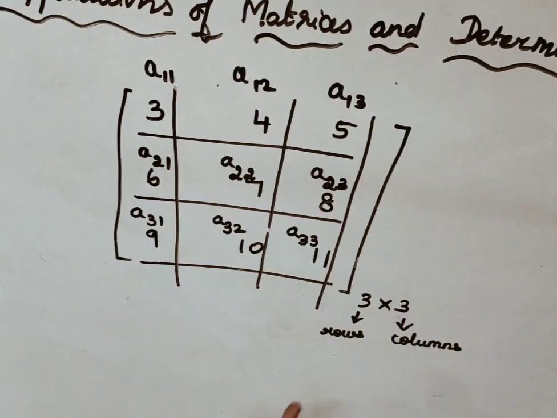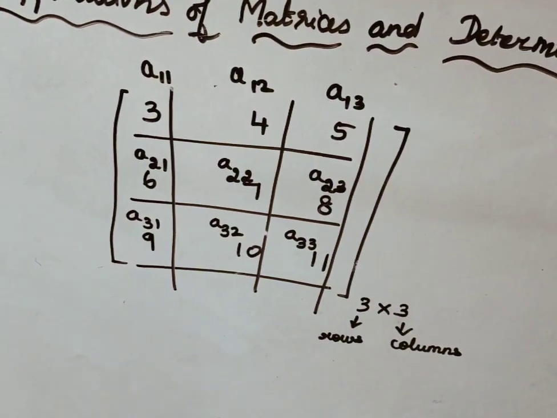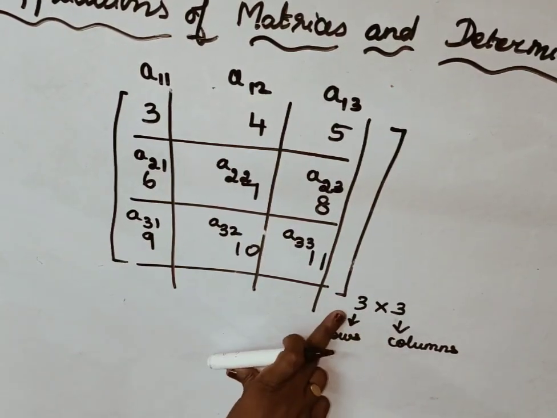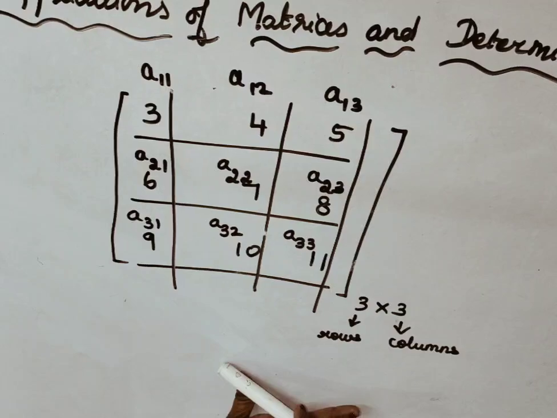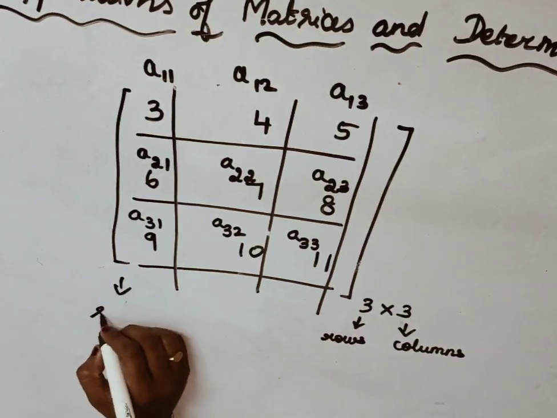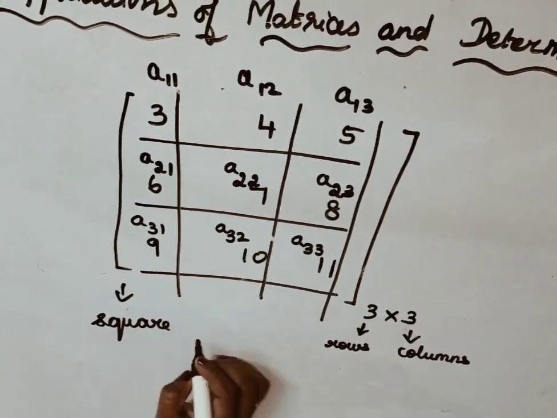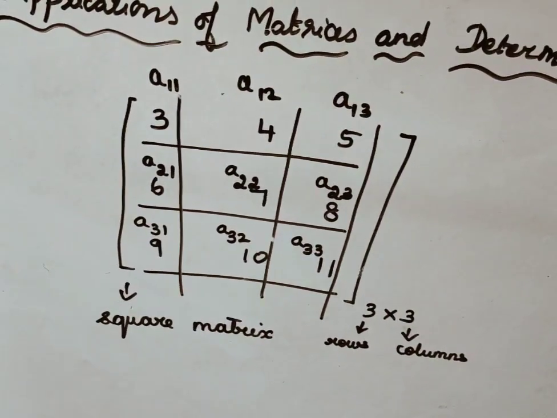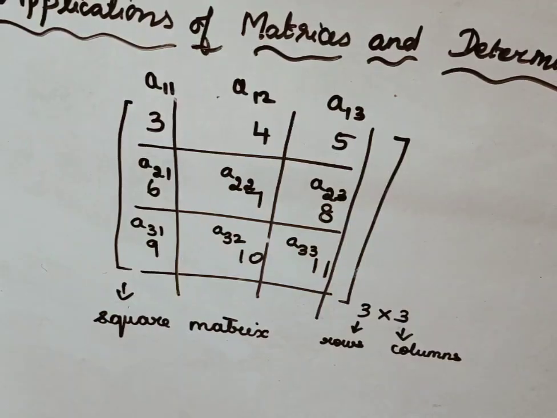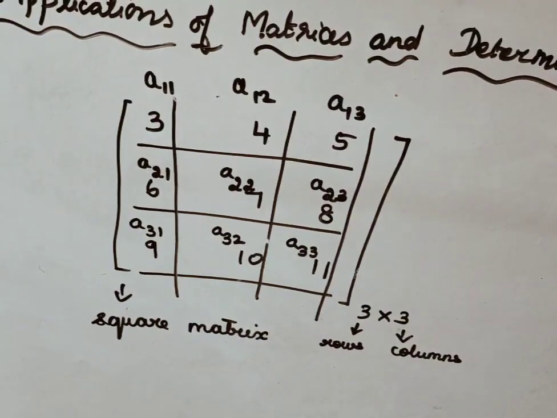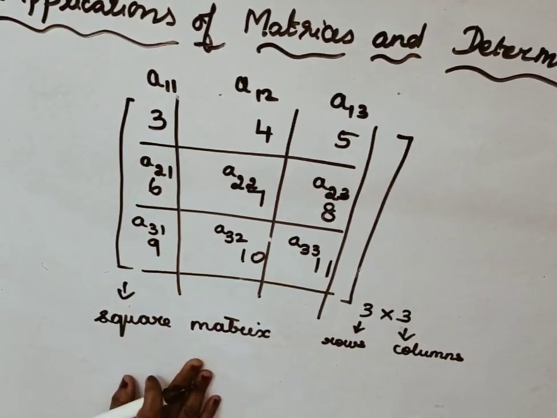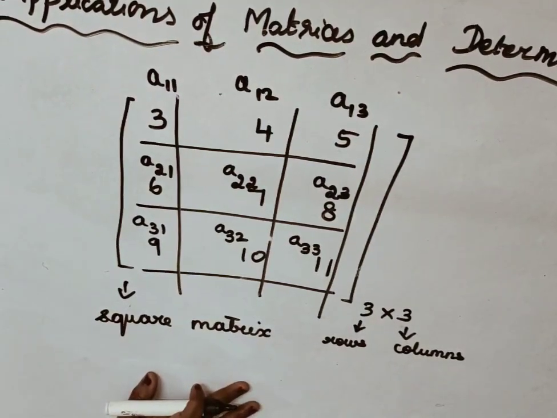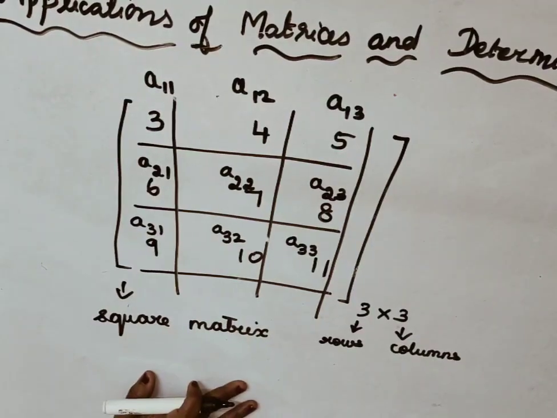Next, we know the order of the matrix. If you look at this matrix, we have an order of 3 cross 3. If the rows and the columns are equal, then we call it a square matrix. It might be a 2 cross 2 matrix, a 3 cross 3 matrix, or a 4 cross 4 matrix. If the number of rows and the number of columns are equal, then we call that matrix a square matrix.